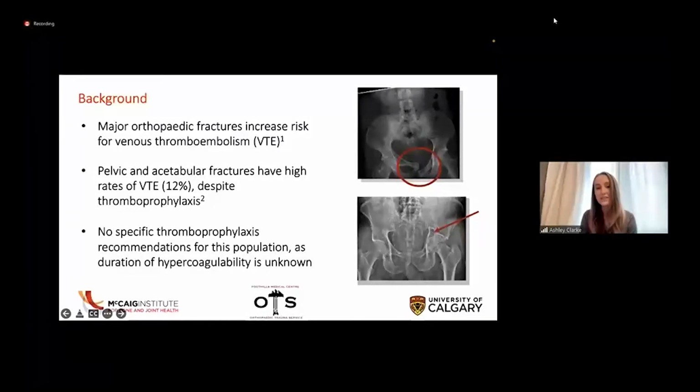They have especially high rates of VTE despite thromboprophylaxis, or that blood thinner medication that is prescribed to prevent blood clots from forming. However, the duration of hypercoagulability, or that increased risk for blood clotting, with pelvic and acetabular fractures is unknown. So my research is investigating for how long that duration remains.